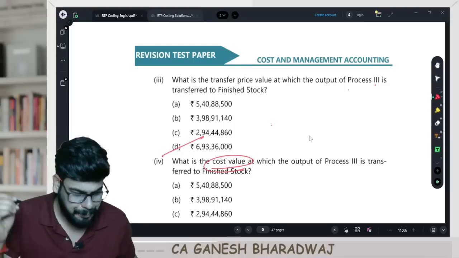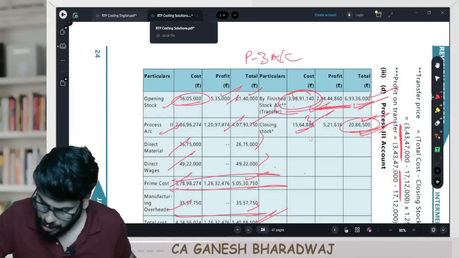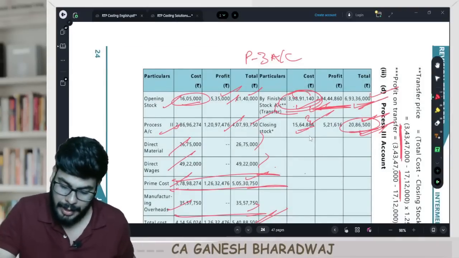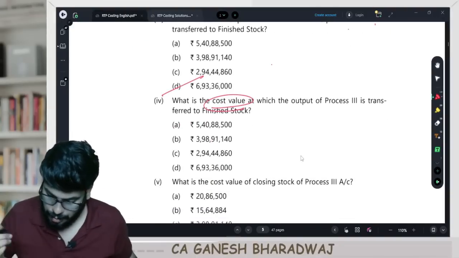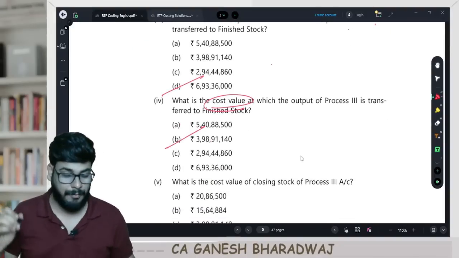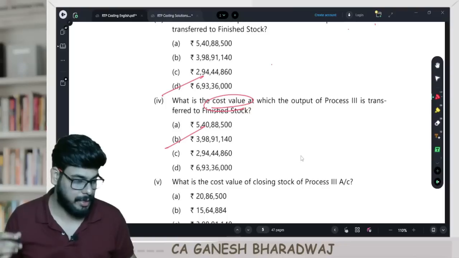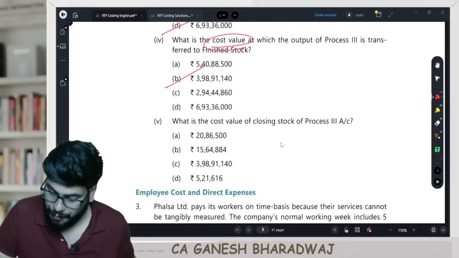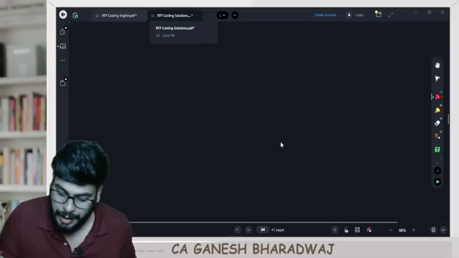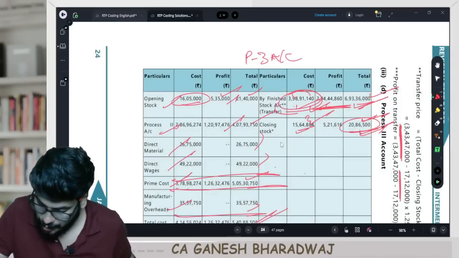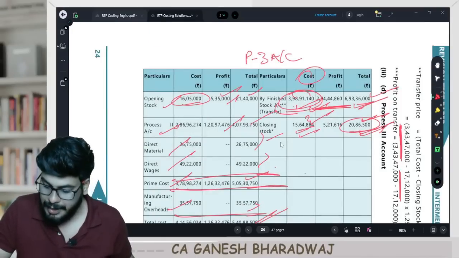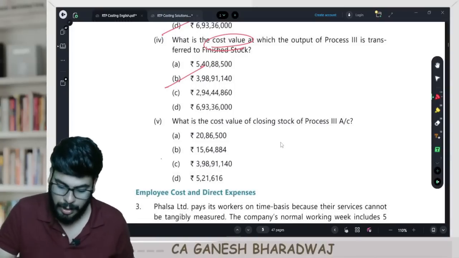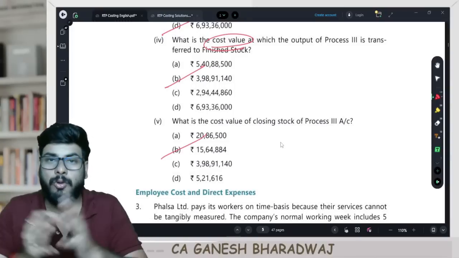And they're also asking for the cost value. The cost value is 3 crore 98 lakh 91,140, right? So that's about here. 3 crore 98 lakh 91,140. That's the answer for the fourth part of the question, which is option number B. And finally, what is the cost value of the closing stock in process number 3? So in process number 3, cost value of closing stock is going to be 1564,884. As simple as that. That's about this particular question.